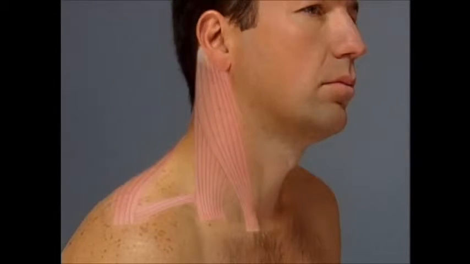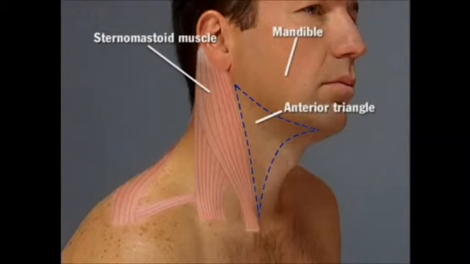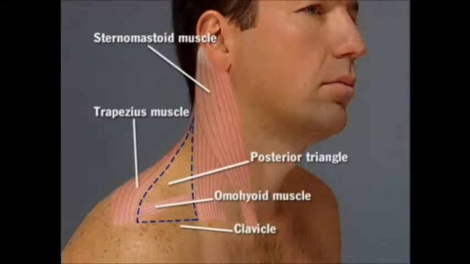Before we examine the neck, let's look at the pertinent structures. For descriptive purposes, each side of the neck is divided into two triangles by the sternomastoid muscle. The anterior triangle is bounded above by the mandible, laterally by the sternomastoid, and medially by the midline of the neck. The posterior triangle extends from the sternomastoid to the trapezius and is bounded below by the clavicle.